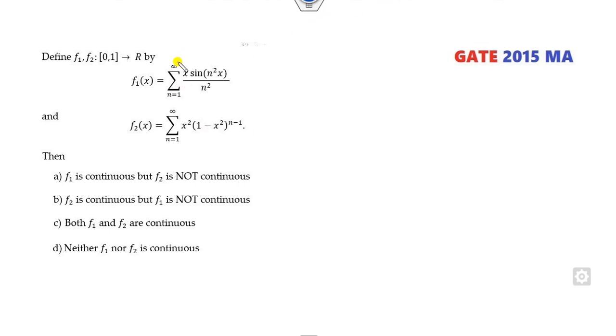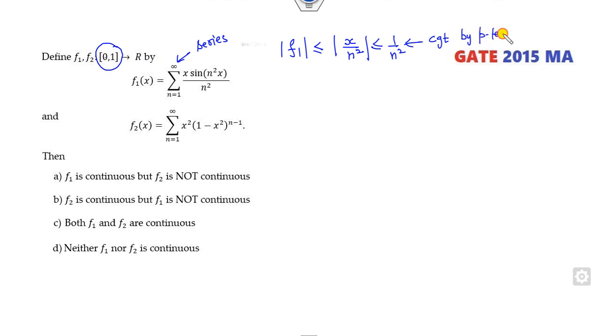Now look at this one. Again they are talking about the series. Fine. Whether f1 is continuous and here. So we can start with the mod of f1. We can see it is less than, because sin x is always less than this. What is the domain of x? It is 0 comma 1. So I can also write it as this. So this is convergent by the P test. Fine. Therefore the series of the F1 is my uniform convergent.